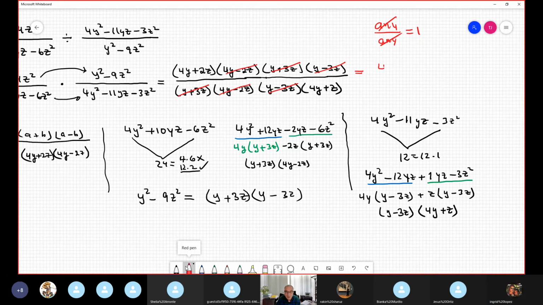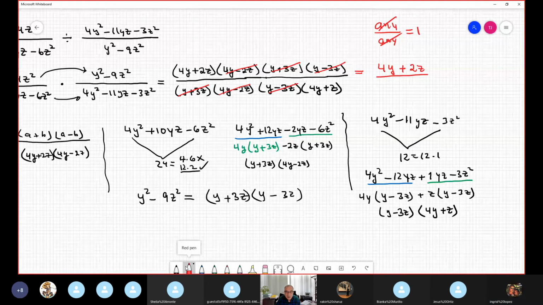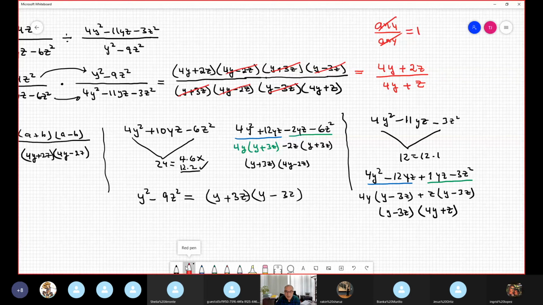And this, and this, yes. And this, no. No, because we have two here and not two here. So what is the final answer? Final answer is 4y plus 2z, y plus 2z, divided by 4y plus z.